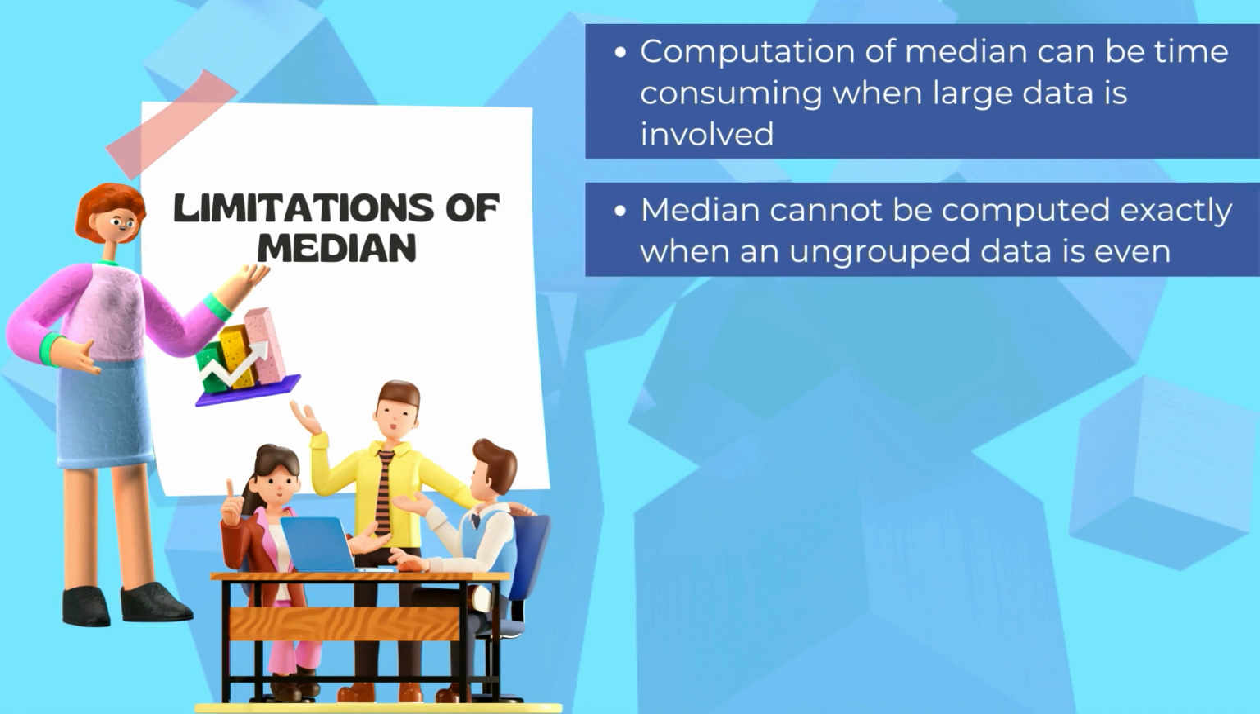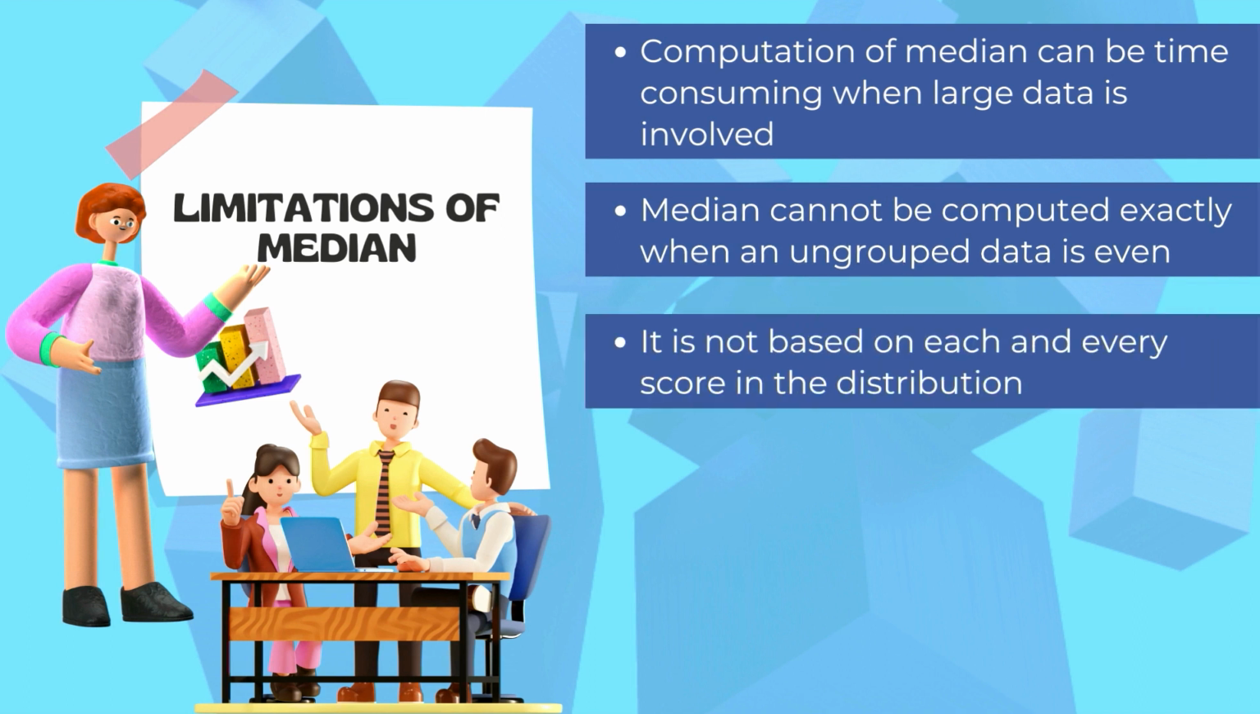Median cannot be computed exactly when ungrouped data is even in number. If you have data like 10, 12, we cannot compute the exact value of median, although we somehow calculate the median on the basis of certain assumptions and calculation, but it is not exact. This can be considered a limitation of the median as well.